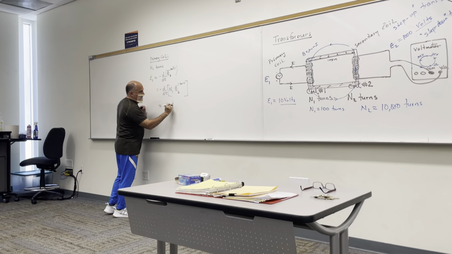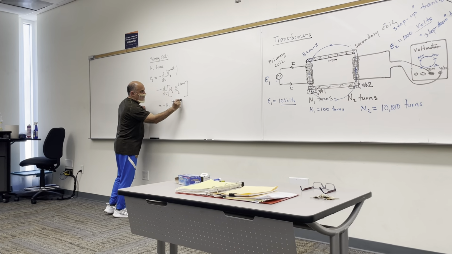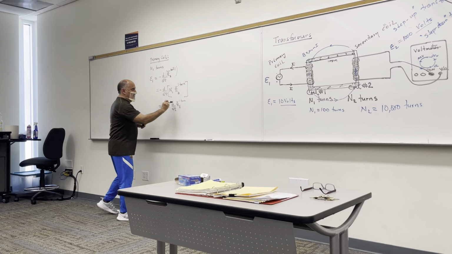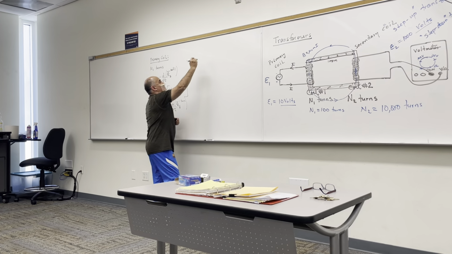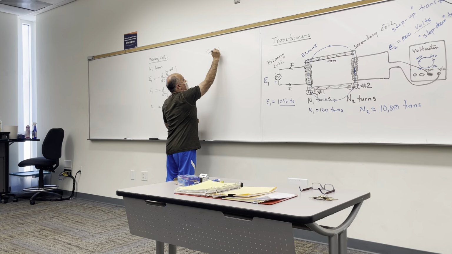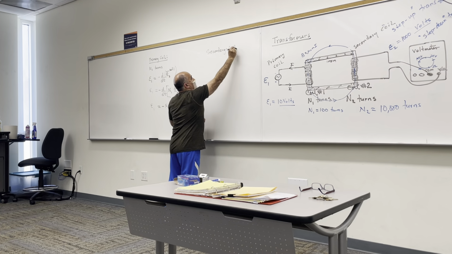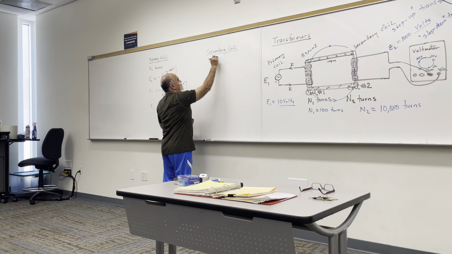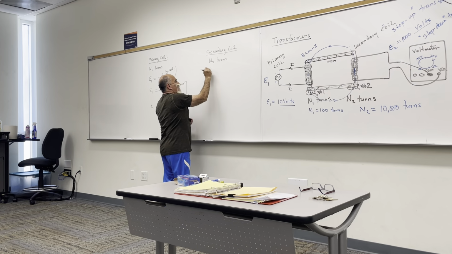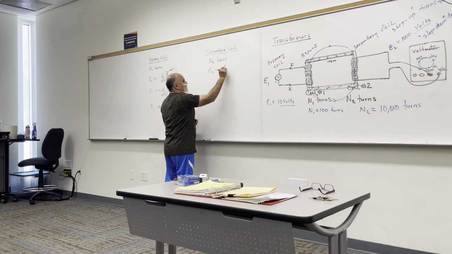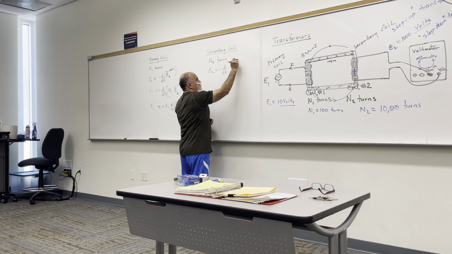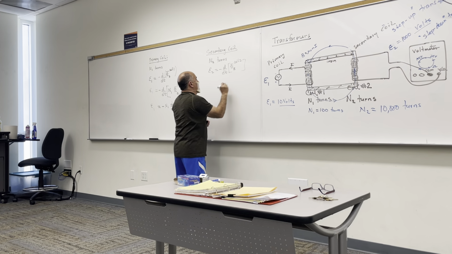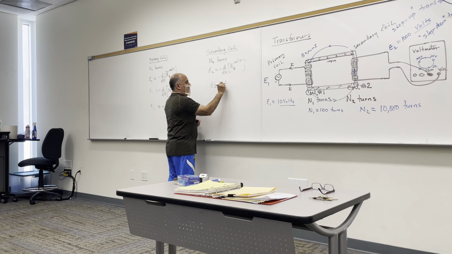N1 d/dt of the magnetic flux through one turn. Right? That's E1. Now, if you consider the secondary coil, it has N2 turns. The EMF induced over there will be minus d/dt of the magnetic flux through coil number 2. Right? So that's minus d/dt.